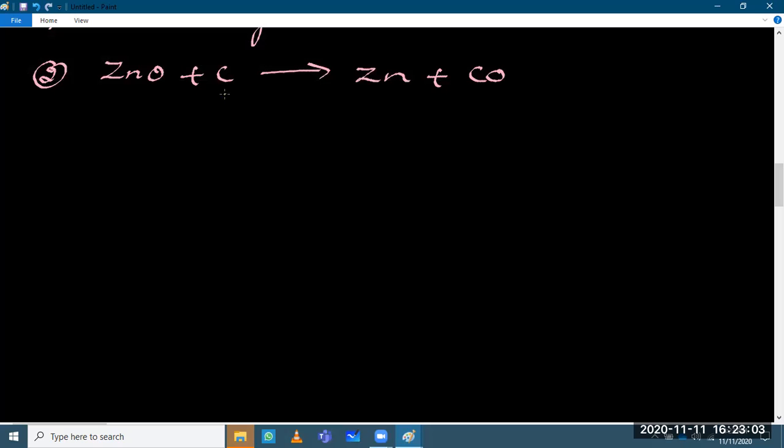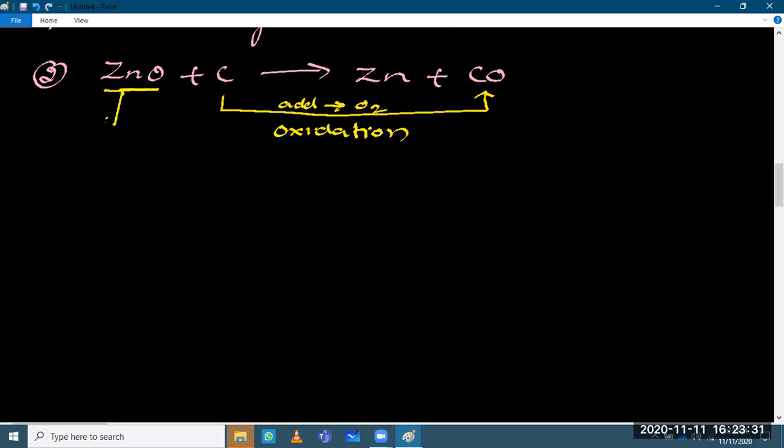The substance which undergoes oxidation. How does it undergo oxidation? By addition of oxygen. Carbon, you can see here, carbon gets oxidized. The addition of oxygen is taking place. Oxygen gets added to the carbon, and it gets converted into carbon monoxide. So that means carbon is undergoing oxidation. From where is the oxygen coming? From the other substance, zinc oxide. Then this substance is called the oxidizing agent. And if one is the oxidizing agent, then the other must be a reducing agent.